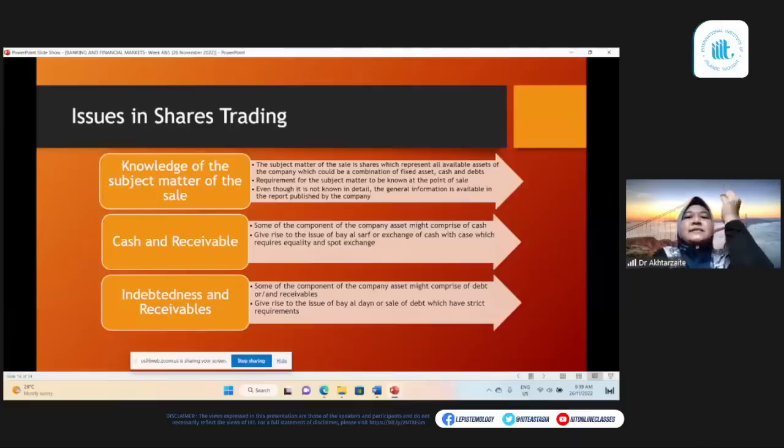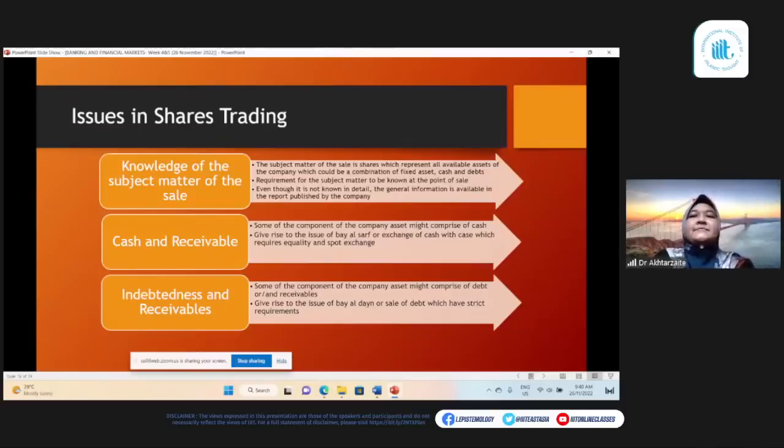The subject matter of the sale in shares represents all available assets of the company. At any point of time, the assets of the company can represent many things. It can represent cash, it can represent a'yan, meaning the fixed assets, it can represent debt as well. So we don't know what we are selling actually, right? Because we are selling the paper which represents the right of the company. The right of the company, where is it? We don't know in detail.